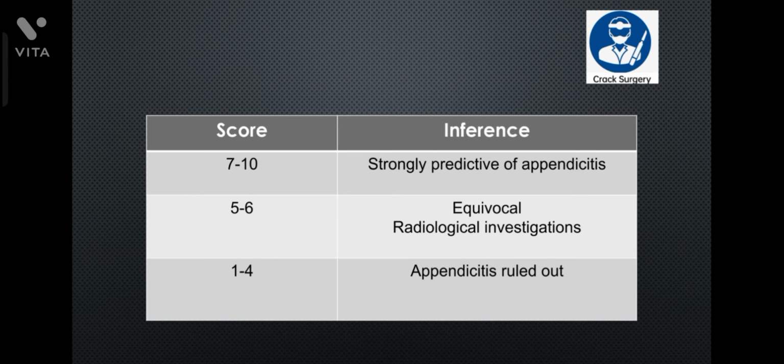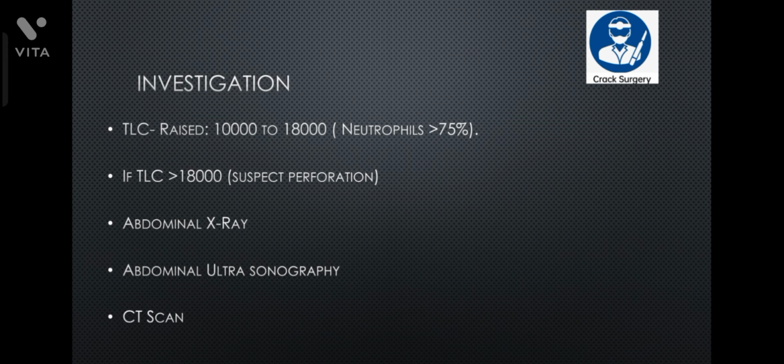Investigation: TLC is raised, 10,000 to 18,000, and neutrophil count is more than 75%. If TLC is more than 18,000, there is a suspected perforation. Abdominal plain X-ray, standing X-ray should be done. Abdominal ultrasonography should be done, and CT scan for the perforation.